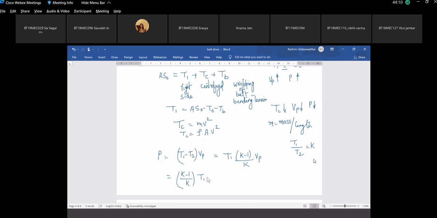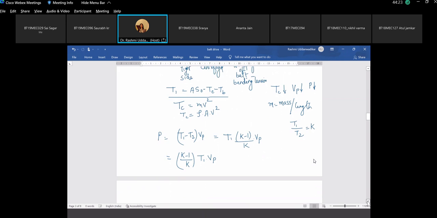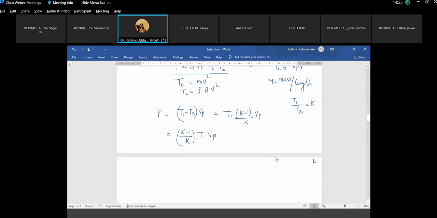Into T1 to Vp. Now we have just written this T1 as A S naught minus TC minus TB. Normally for a flat belt, this bending tension is neglected. This tension is small for a flat belt. We'll consider this for V belt. This is equated to 0 for a flat belt, and so for flat belt design, we'll not be considering this. We'll consider the value of TB for V belt.